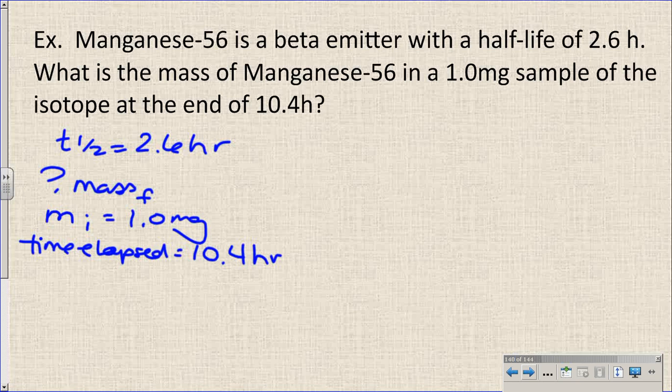So let's see if we can do this little half thing. How many half-lives have passed? 5, about or exactly? If it's not exactly, you can't do it. Okay, so 2.6 plus 2.6 is 5.2. Okay, so 5.2 plus another 2.6.